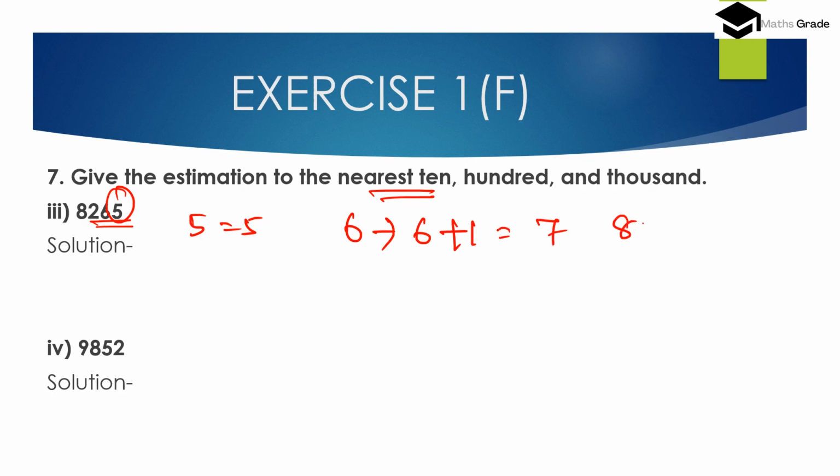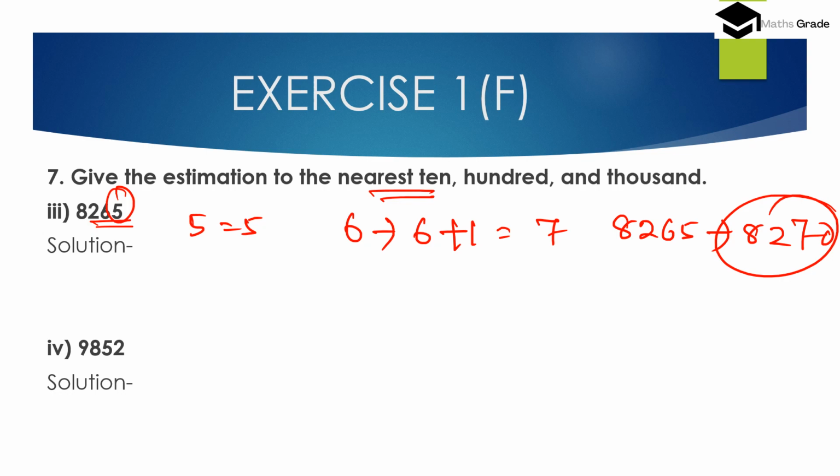Now 8265 rounded up to the nearest 10 will be 82... This 8, write down 8 as it is, 2 as it is, and this 6 changes to 7, and this 5 changes to 0. Now it is 8270. So 8265 rounded up to the nearest 10 is 8270.